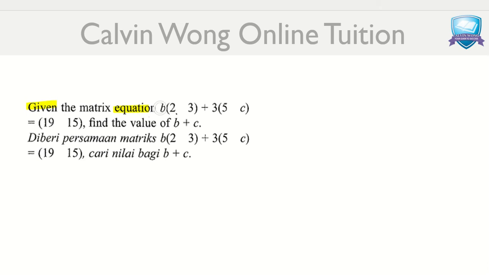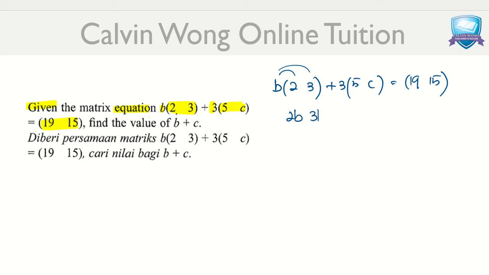Next, look at this question. Given the matrix equation, b, a number, times this 1 by 2 matrix, plus 3 times this matrix, equals this. Find the value of b plus c. Let's start. b times 2, 3 plus 3 times the matrix 5, c equals 19, 15. Let's multiply in: 2b, 3b plus 15, 3c equals 19, 15.